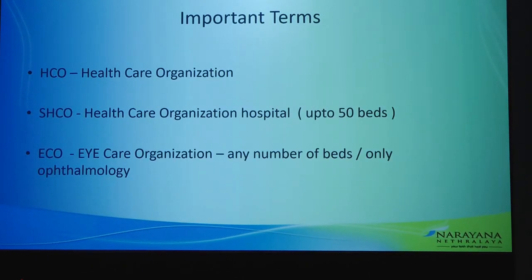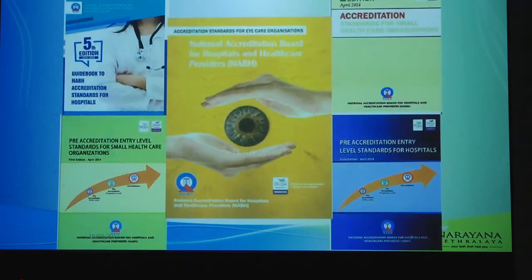And some important terms which we are going to use in the presentation: you'll find HCO, ECO, SHCO. HCO is a healthcare organization, meaning the hospital. SHCO is a small healthcare organization. Small here means less than 50 beds. And ECO is an eye care organization. So these definitions will appear all across our presentation. Just remember, ECO is an eye care organization. So when you want to go in for NABH, you'll hear all those things, ECO.